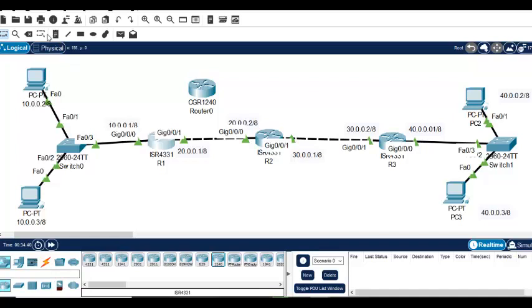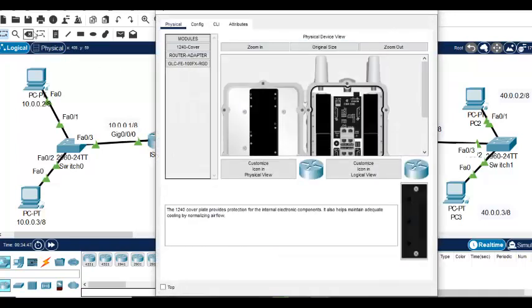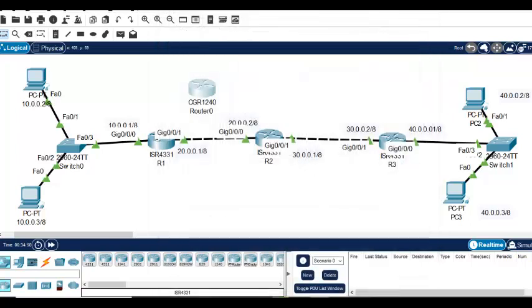You see. Go to router 2 and check now. Go to router 2 and check. Show ip route. You see, it is coming detailed.